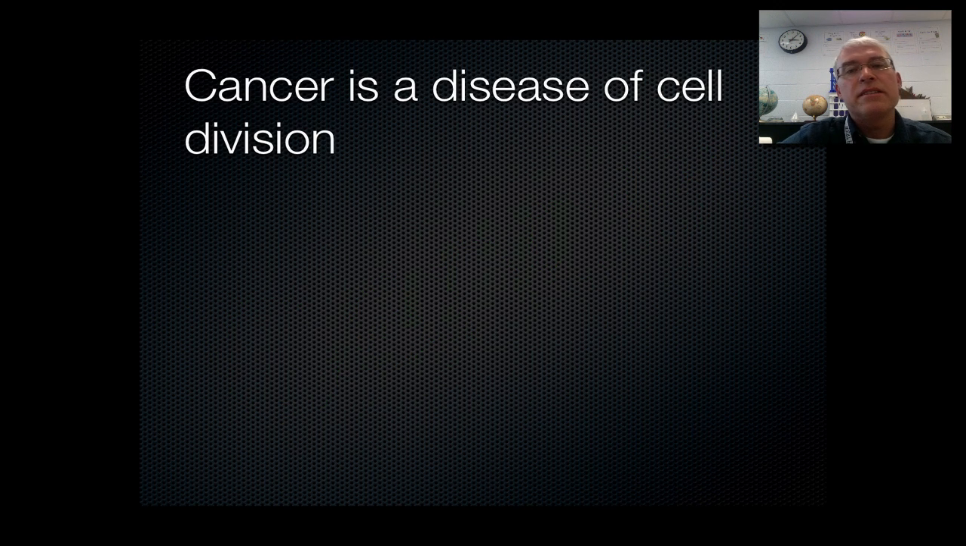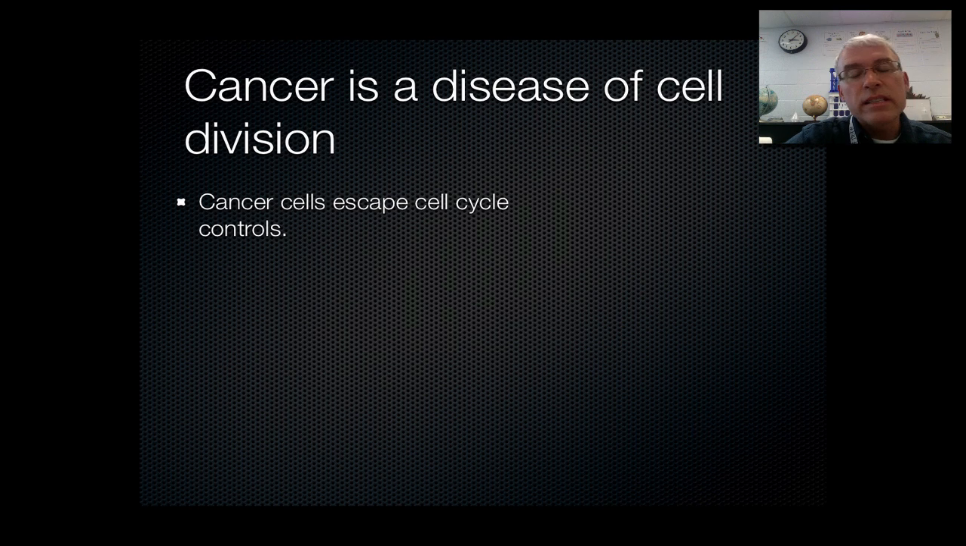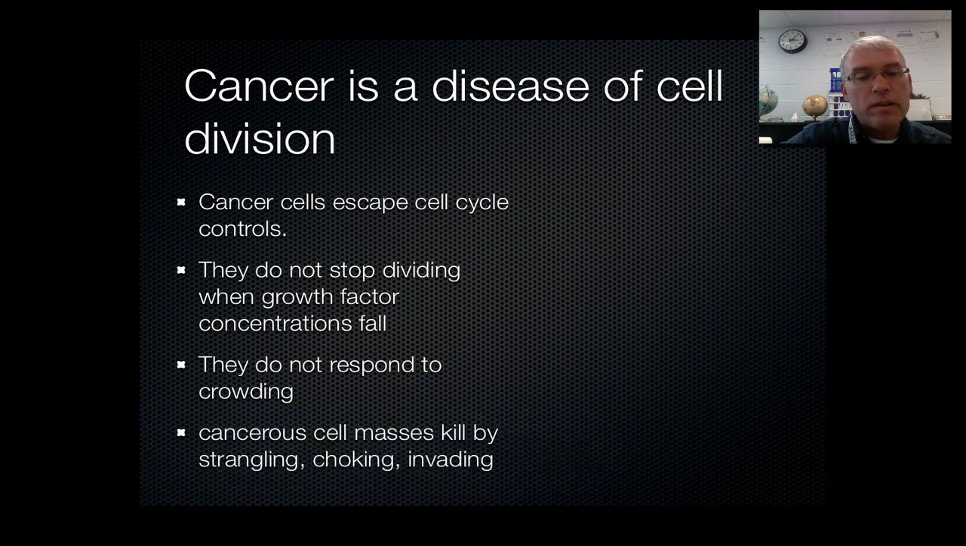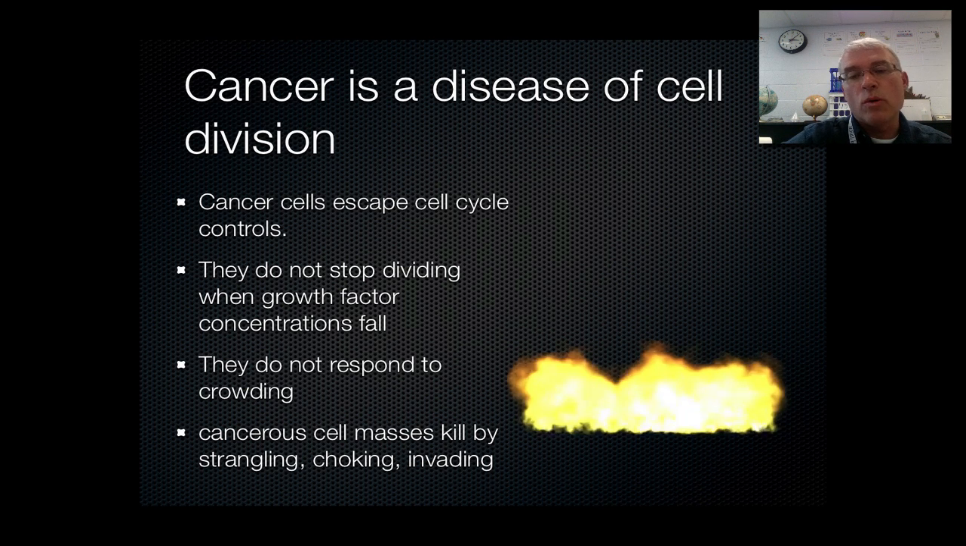Now, this takes us to cancer. Cancer is a disease of cell division. Cancer cells, in some way or another, have escaped cell cycle controls. They're able to ignore the signals that normally would tell normal non-cancerous cells to stop dividing. For some reason, they're able to ignore the fact that they're running out of growth factors. They don't respond to crowding, and cancer cells kill by strangling, choking, and invading normal tissues and organs.